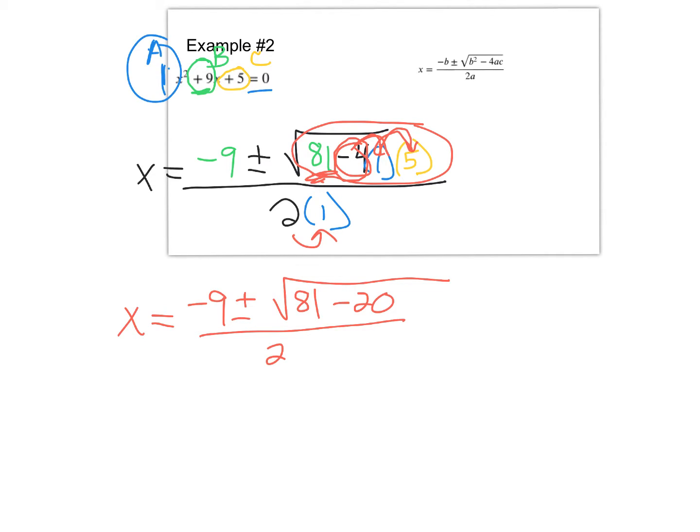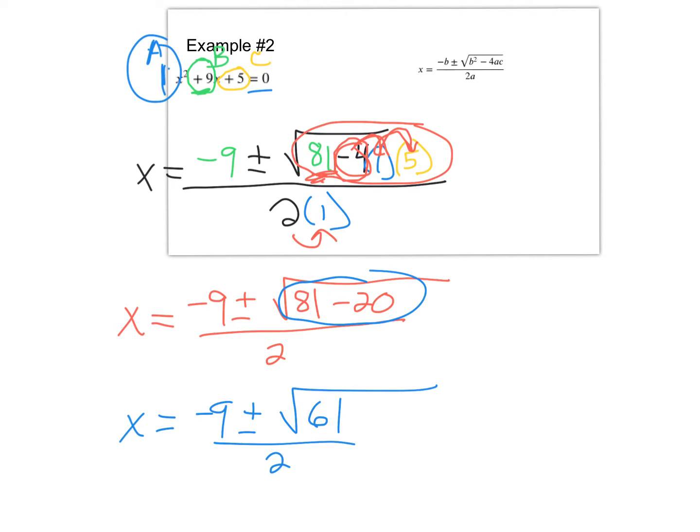All right, now at this point, we still have to do the work under the radical here. So x equals -9 plus or minus radical. That's going to be 81 minus 20 is 61. All divided by 2.